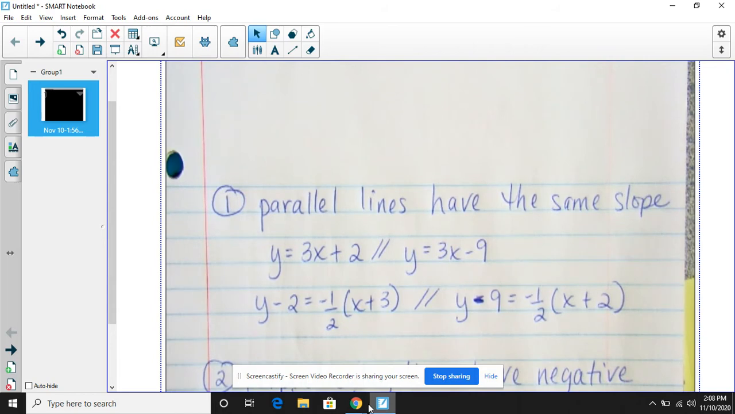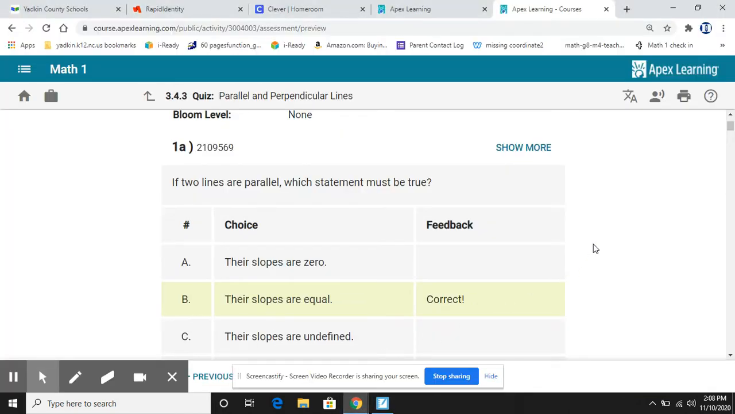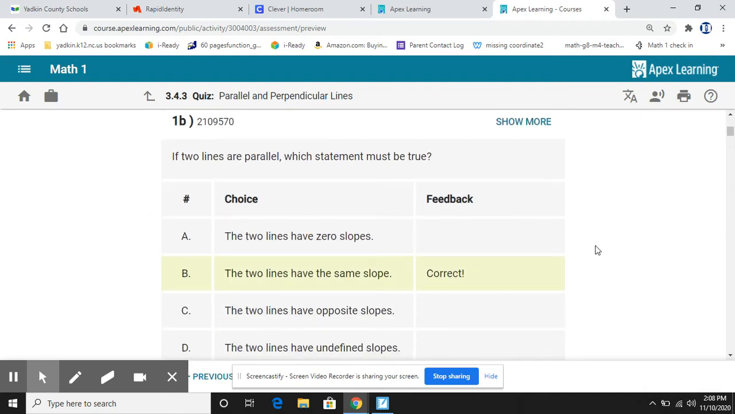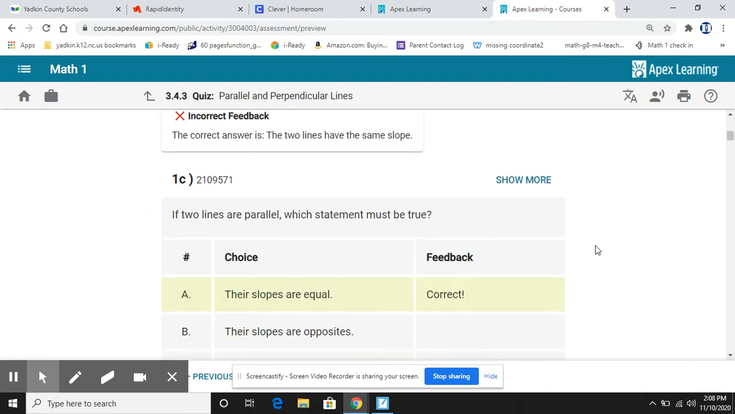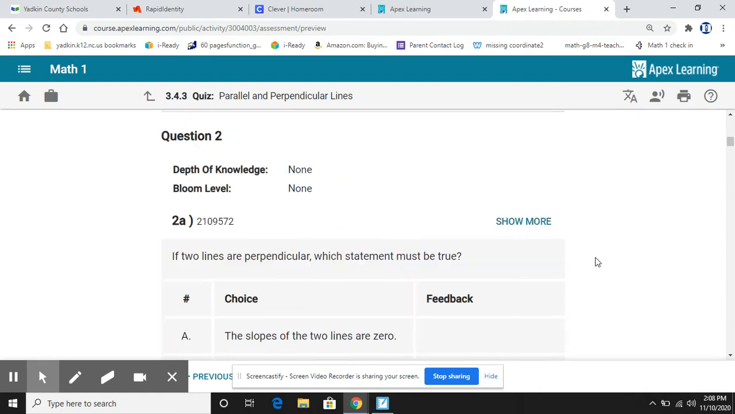Okay, so on number 1, that's why all of these answers are pretty much the same. If two lines are parallel, which statement must be true? The two lines have the same slope. 1C. If two lines are parallel, what is true? Their slopes are equal. All of these mean the same thing.